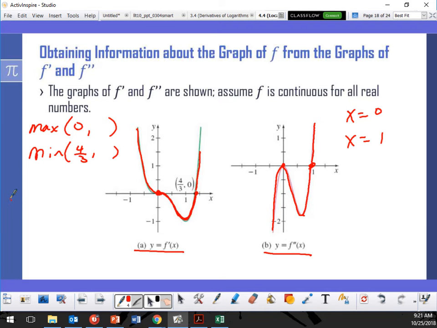So I'm going to have a max there and a min there. If I knew what the original function is, I could plug it in to get the y value. But since I don't, I just know that I'm going to have a max there and a min there. Whatever my y value is would go there. Okay. So critical points, points of inflection, that's where it's actually changing concavity, is only going to be at x equals 1.